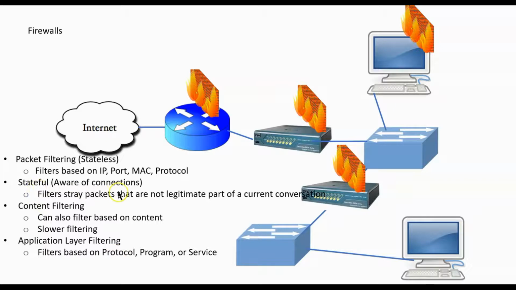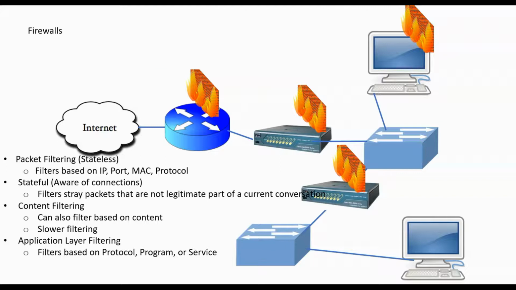Stateful firewalls are aware of connections. So they know, for example, that this computer is talking on the internet and that conversation is in progress. If any packet tries to be injected into that data stream, it's going to check that and make sure that it actually belongs to that data stream. And if it doesn't belong, it can filter that. So that's called a stateful firewall.